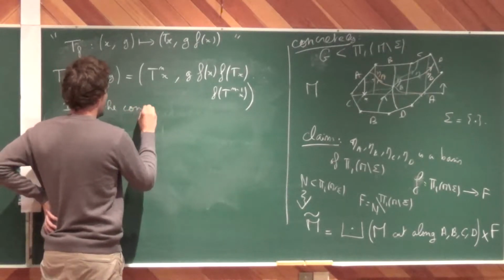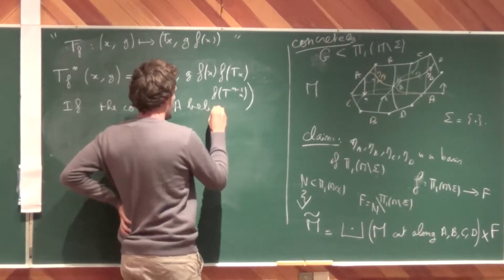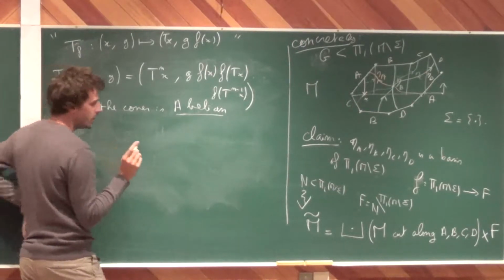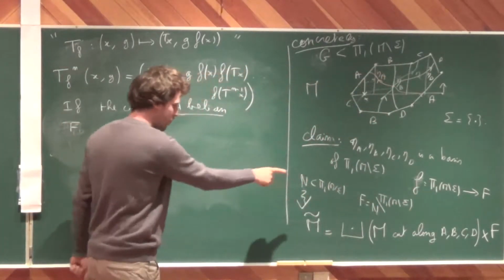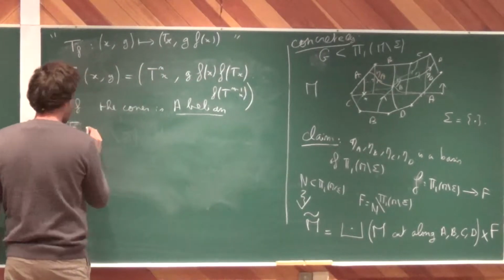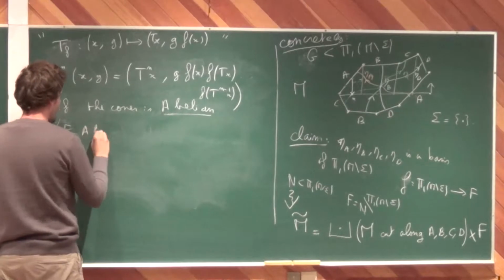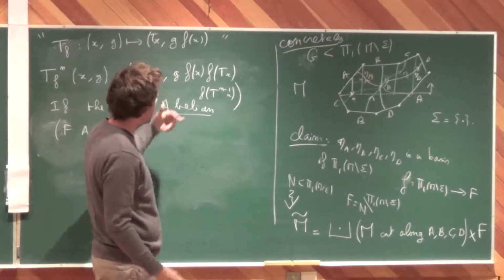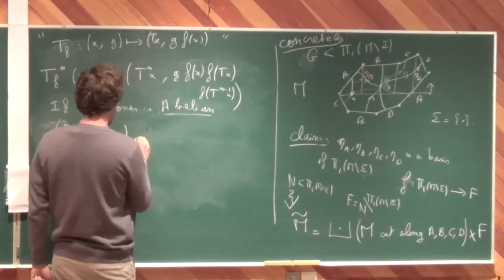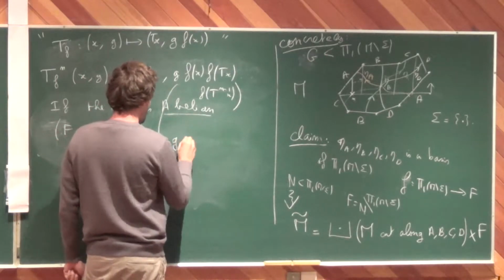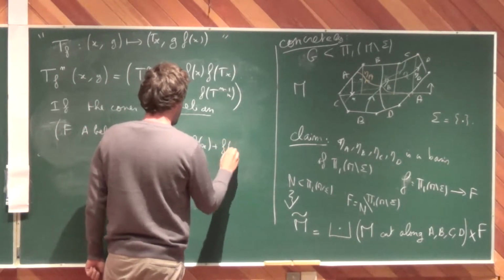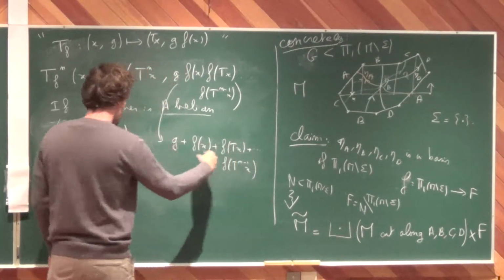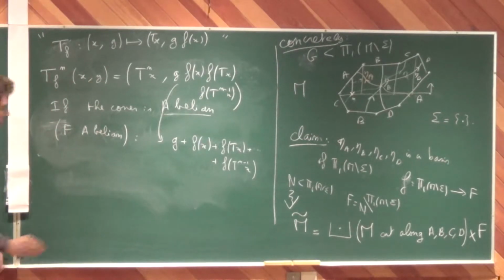So this is in the general case, but if the cover is abelian, so what does it mean? Abelian means that the quotient, so F is a group, because it's the quotient by a normal subgroup. If F is abelian, it means that everything here commutes, and I can even write it with plus instead of multiplication. And so these terms become g plus F of x plus F of Tx, blah blah blah. And this quantity is what we call a Birkhoff sum.